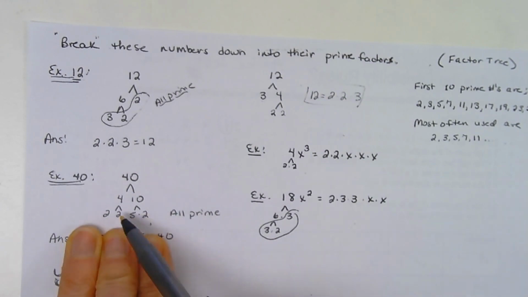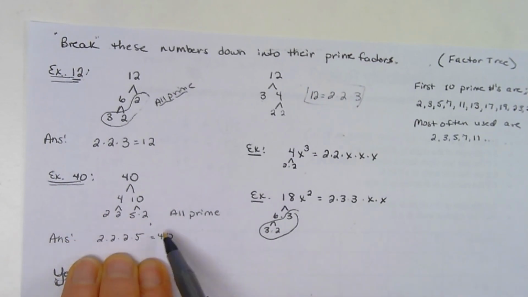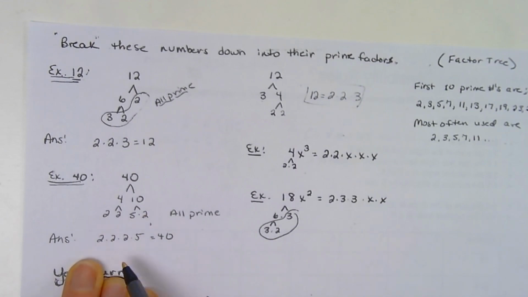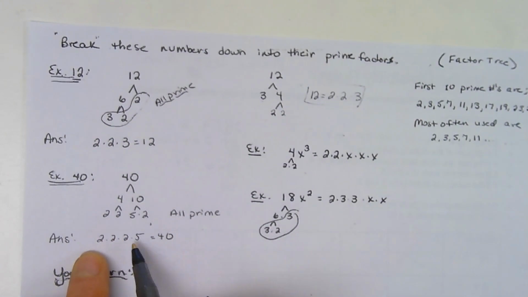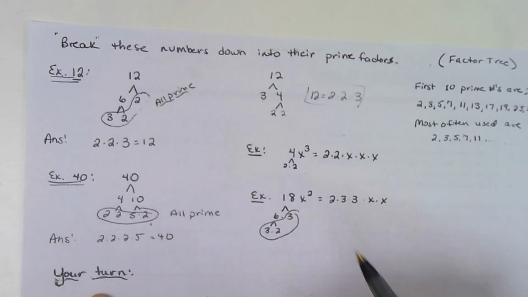Now all of these numbers are prime. 2 times 2 times 5 times 2 are all prime numbers. There's no other factors besides themselves and 1. So the final answer for 40 is 2 times 2 times 2 times 5. I put them in order from smallest to largest, and I made it equal to 40. And that's true because 2 times 2 is 4, times 2 is 8, times 5 is 40. So it worked. These are the prime factors of 40.